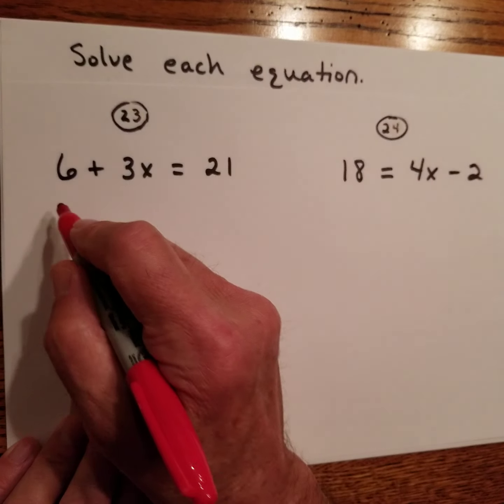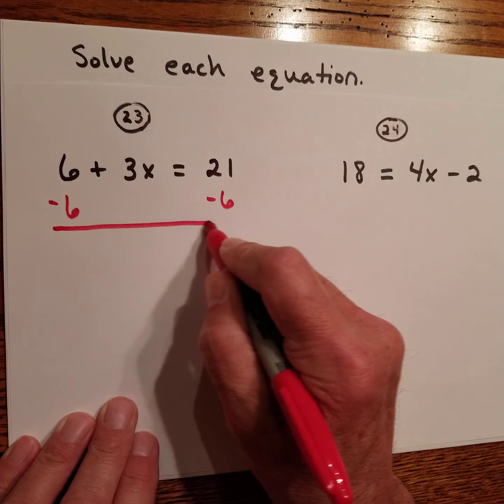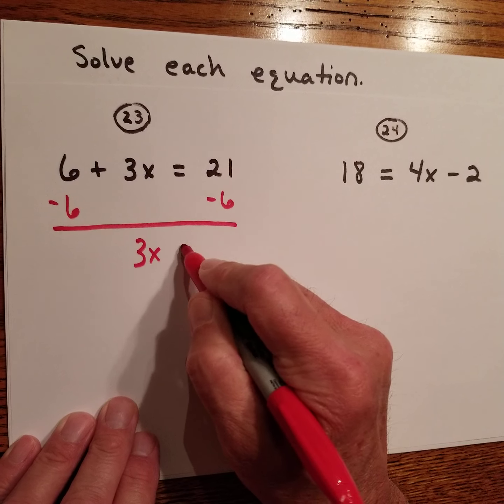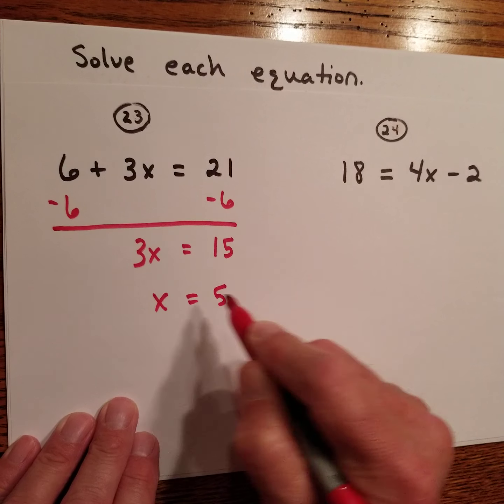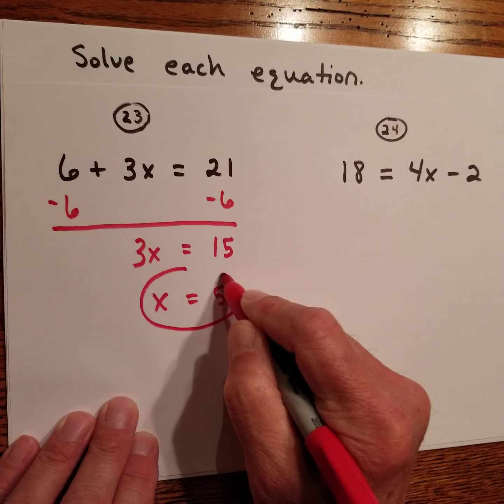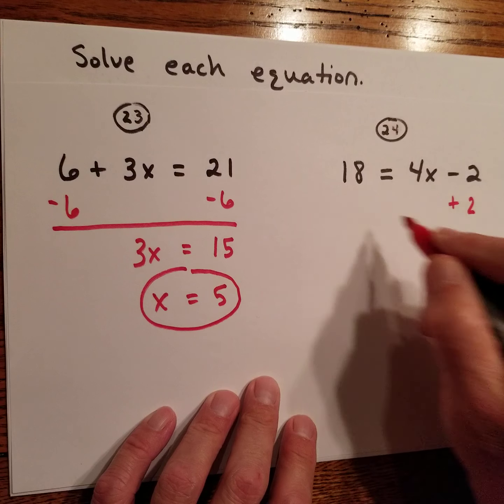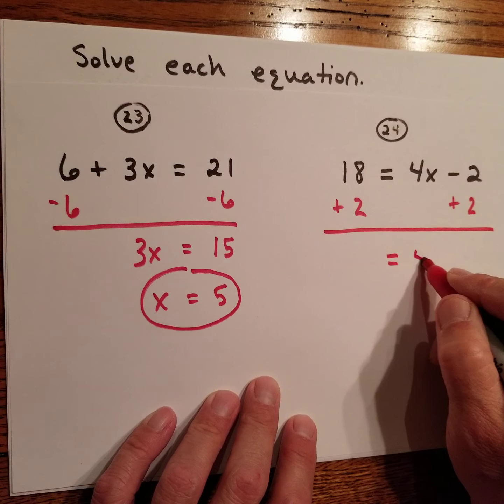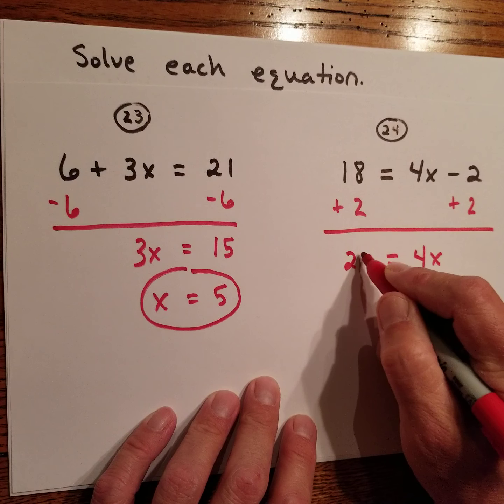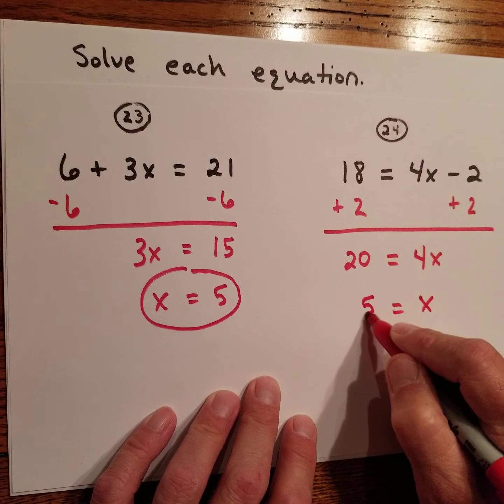I'll start 23 by getting rid of this 6. And when I divide, my answer is 5. For 24, the inverse of subtraction is addition. 20 divided by 4 is 5.